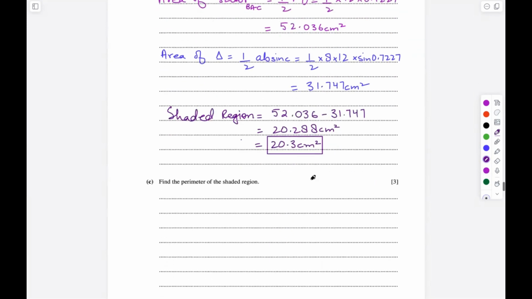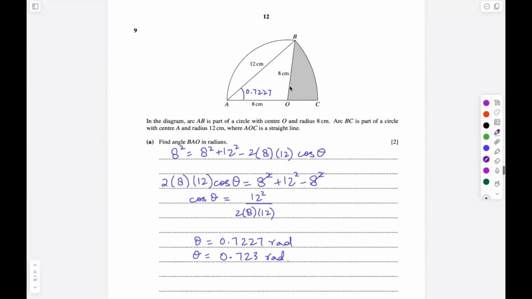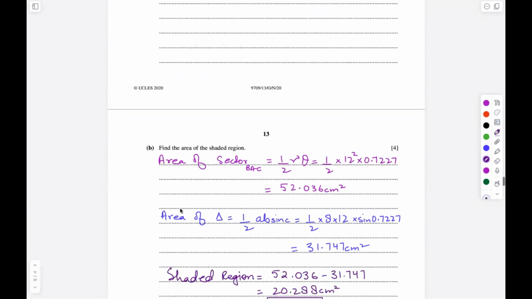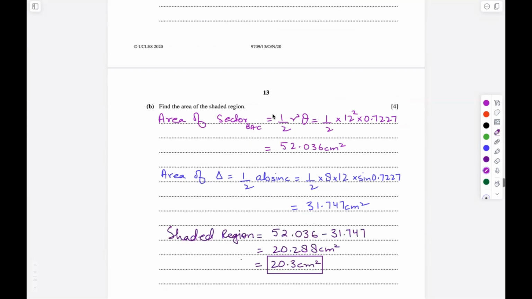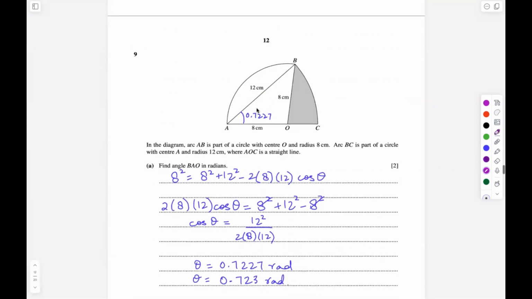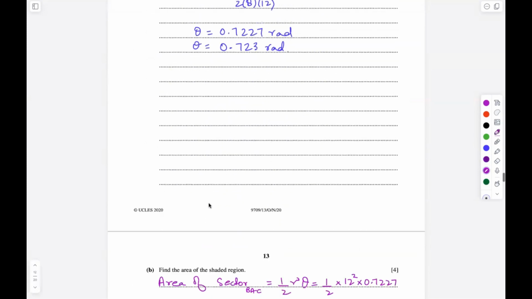In part C, we have to find the perimeter of the shaded region. Now, the shaded region consists of the length BO, the length OC, and the arc length BC. So we have two lengths, straight lines BO and OC, and the arc length BC. Now, from the question, we know as the radius is 12, the length of AB is 12, it means that the length of AC will also be 12, which means that as AO is 8, this will be 4. This length is already given, so we just need to find the arc length BC.